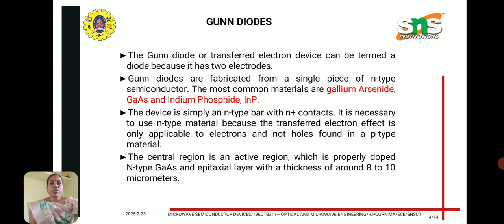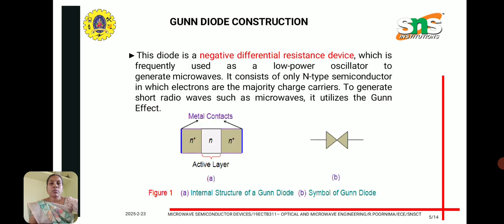It consists of two electrodes and is fabricated from a single piece of N-type semiconductor. Some common materials are gallium arsenide and indium phosphide for the fabrication of Gunn diodes. It consists of an N-type bar with N plus contacts. N-type material is used for the transferred electron effect, which is only applicable to electrons and not holes. This is the construction of a Gunn diode.